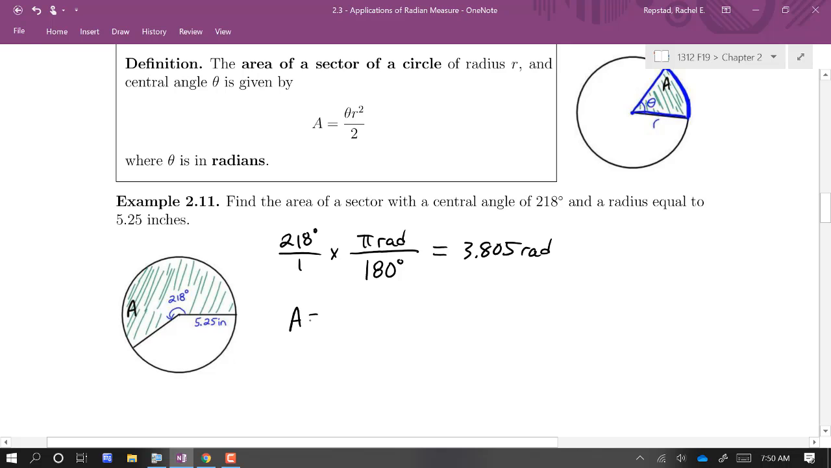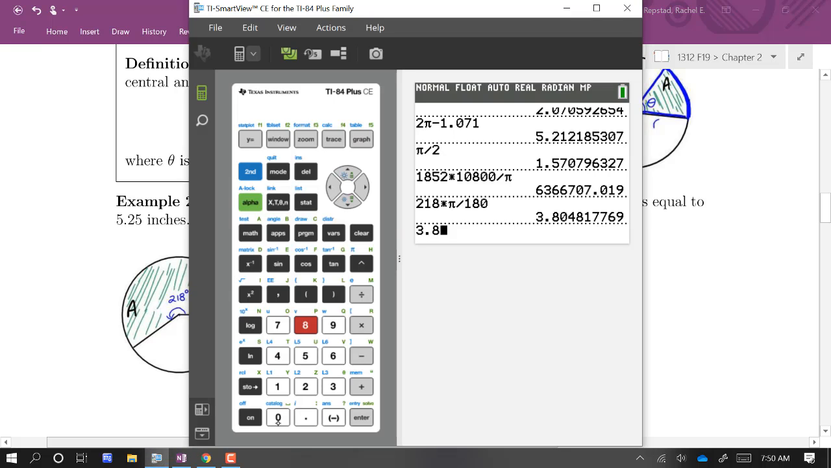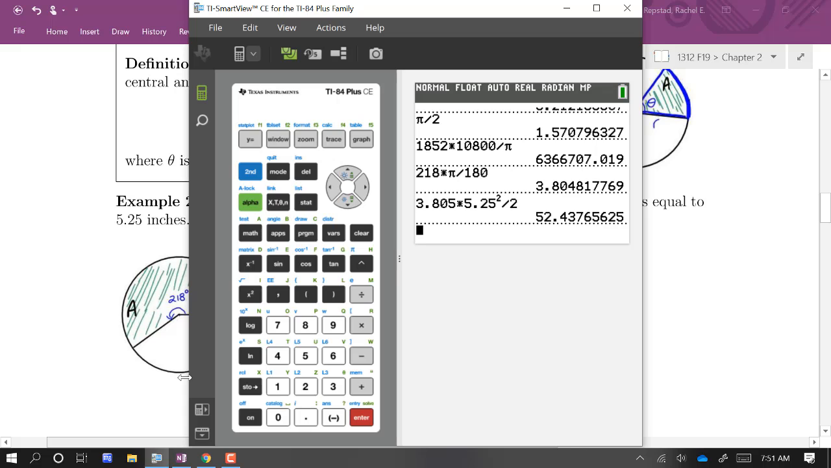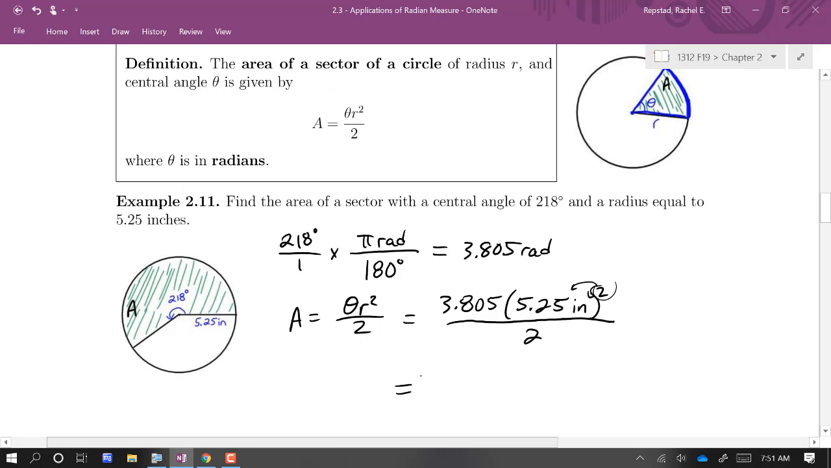So now I'll use this in the formula. So we have theta r squared over 2. That's 3.805 times 5.25 inches squared divided by 2. Now we're going to get square inches as our units because we are squaring the inches here. So we have 3.805 times 5.25 squared divided by 2. We get 52.4 square inches.